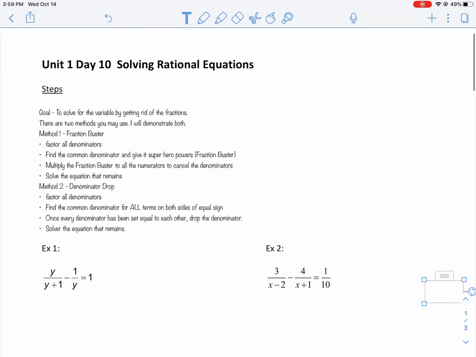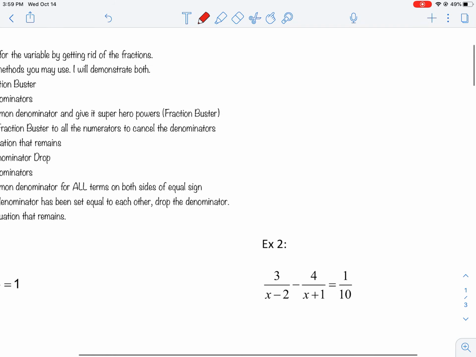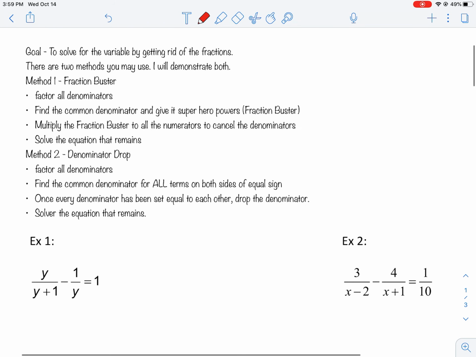Ignore what it says at the top. This is Day 10. Okay, so now we're going to be solving rational equations. Right here I have listed some steps for you. I strongly encourage you to jot them down.